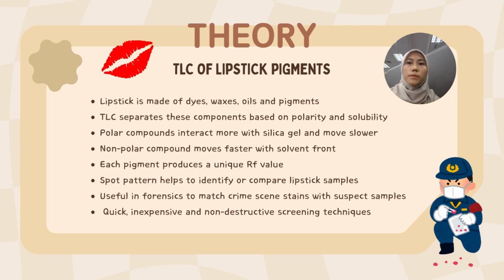If the compound is polar, it will interact more strongly with the silica gel, so it will move slower up the plate. If the compound is non-polar, it does not stick as much and will move faster with the solvent. As the compounds travel, they form spots on the plate. Each spot appears at a different height and tells us how far that compound has moved. We measure this movement using the Rf value.